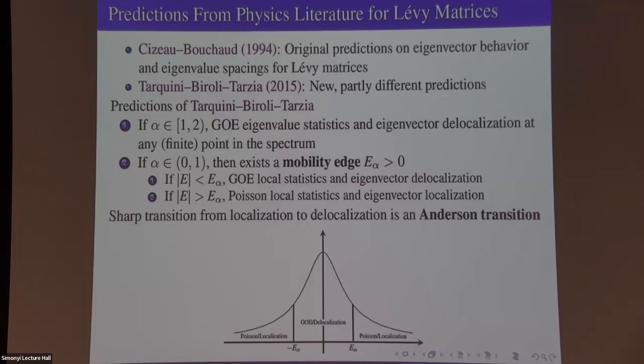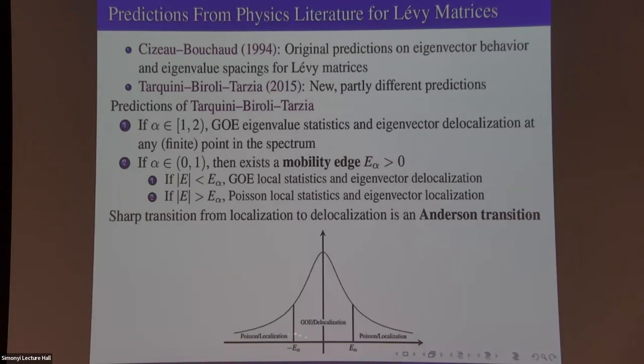Sorry, can you say one more time how E is defined? E of alpha? Or just E? Oh, E is just any real number. So I take any real number E, and I ask myself, if I look at the level spacing around E, is it kind of GOE or is it Poisson? And I look at the eigenvector whose eigenvalue is around E. Is it localized or delocalized? So I'm ranging E and asking myself how the behavior of the eigenvectors and eigenvalues changes.